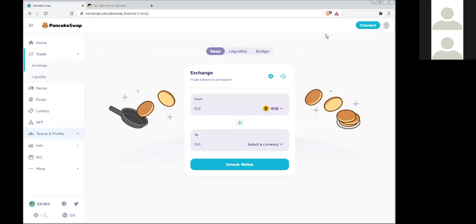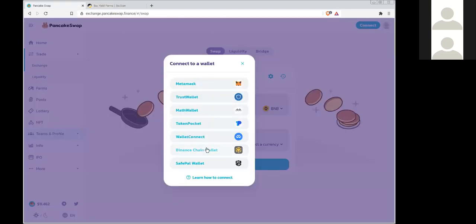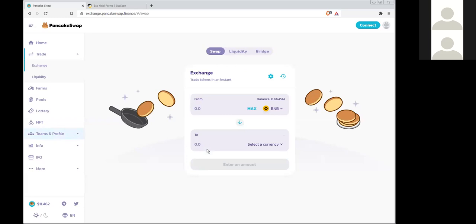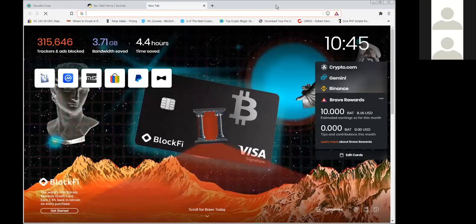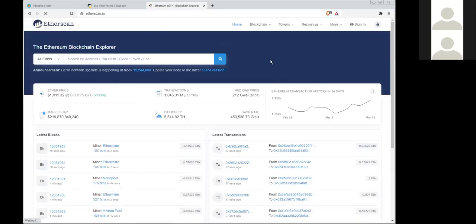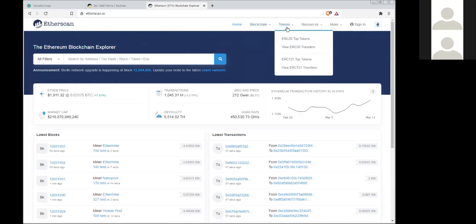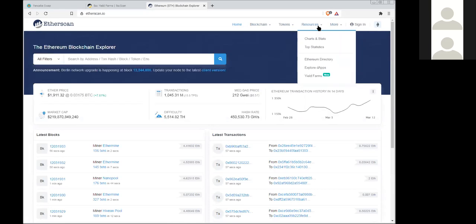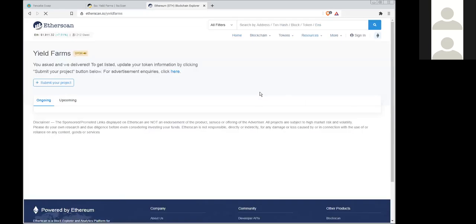Let's see if we can connect back to do this. There we go. Hey, Brad. Okay. Yeah, go ahead. You can also go to etherscan.io and look up yield farms. Oh, okay, let's do that here. But that would be on the Ethereum network, right? Yes, it is. Uniswap. And is it under one of these here? Resources, probably. Right there, yield farms.